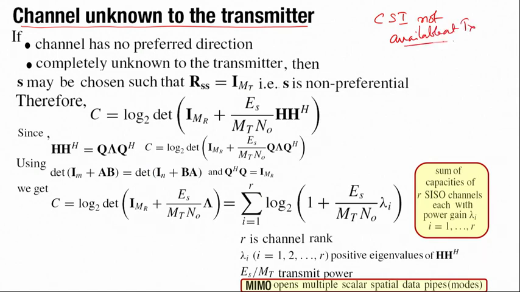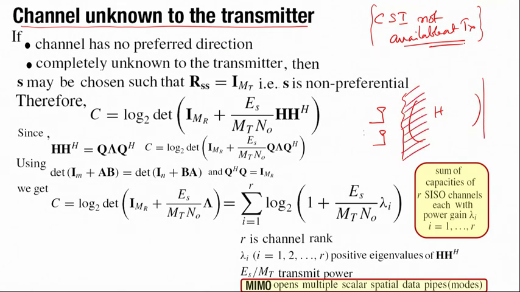at the transmitter, right. So, if CSI is not available, then that means at the transmitter side one does not have any information about the channel. This is opaque, one does not know what is going on in the channel. So, there is no specific information about the channel. So, the best that one can do is set RSS equal to I Mt, right. That means, you just divide the power equally and you have no other option, and S is non-preferential. That means, you do not have any partiality over the selection of S.